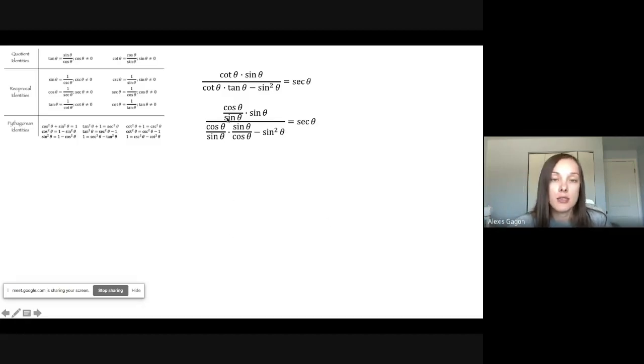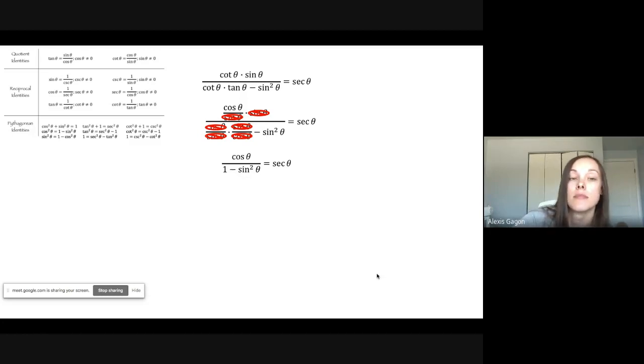But then here, I can cancel those sines of theta right there. And here I can cancel cosines and I can cancel sines. So on the top, I'm just left with cosine. On the bottom, since everything canceled there, I'm left with 1. And I'm left with 1. That sine squared of theta is still there. So 1 minus sine squared of theta. Now everything's in sines and cosines.